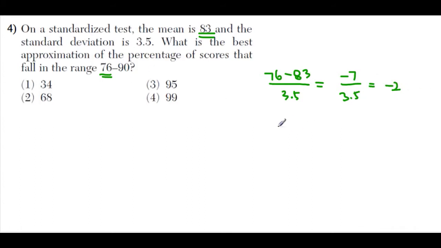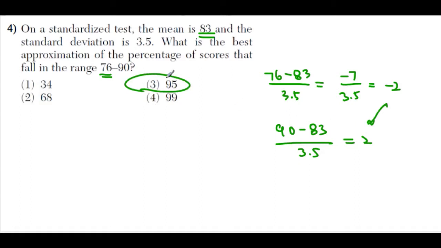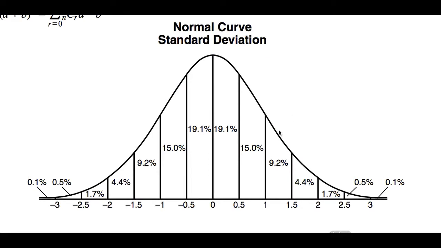Now, on the other hand, 90. So 90 minus 83 over 3.5 is in fact equal to 2. So what we're looking for is negative 2 to positive 2. Then that's around 95% of the values. You can see it from the normal curve here. Basically, we are looking from here all the way down to here. When you combine them together, that's around 95%.